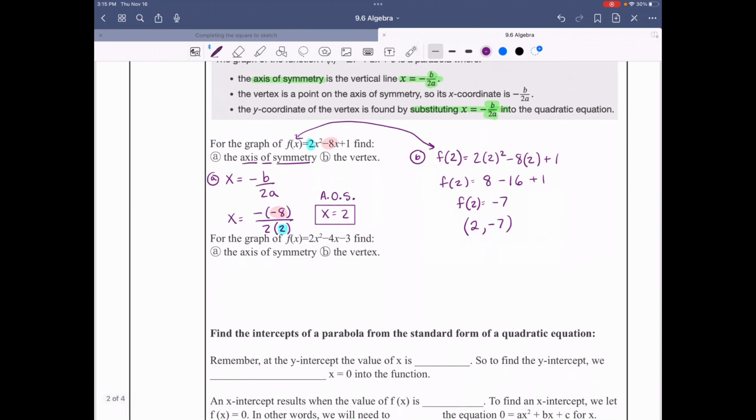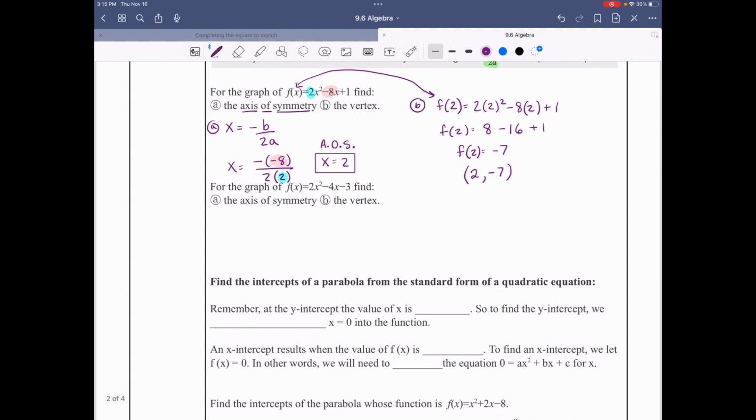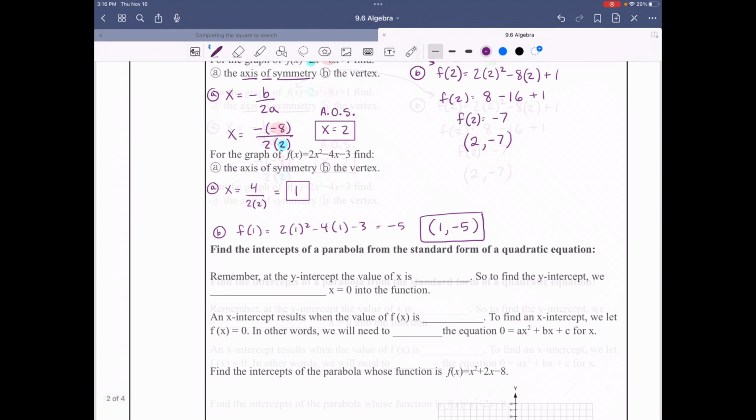Right, we will pause the video here and let you work on the whiteboards for the next example. Check your answers before we move on.